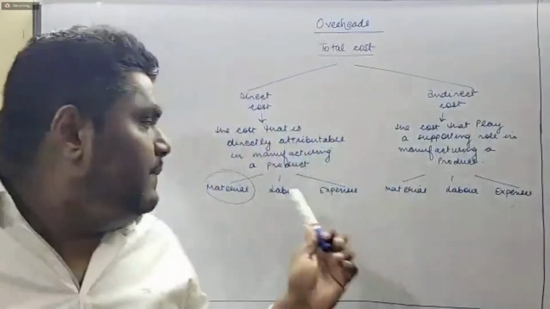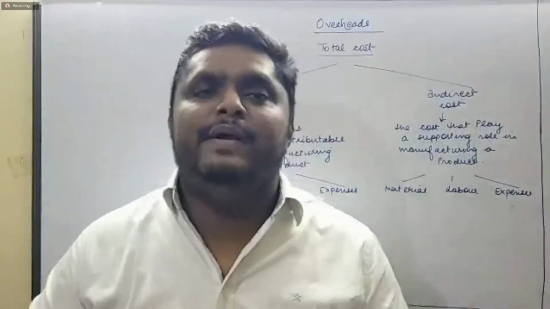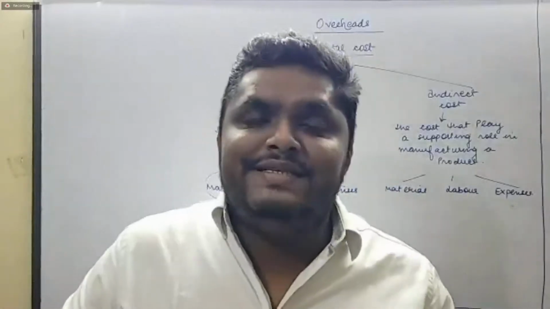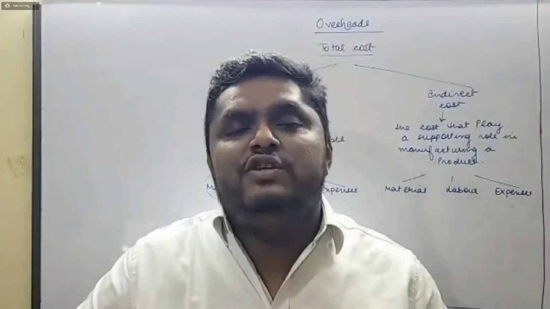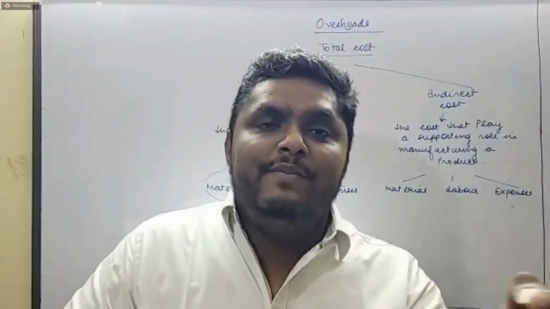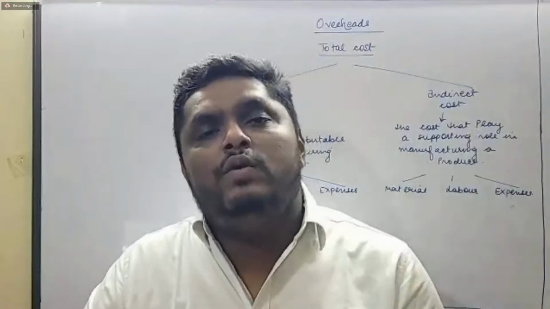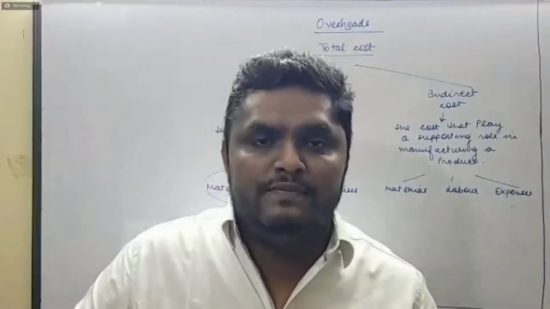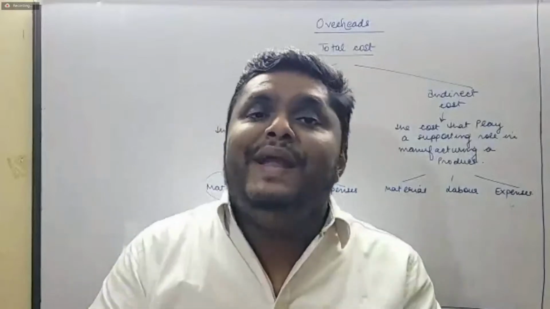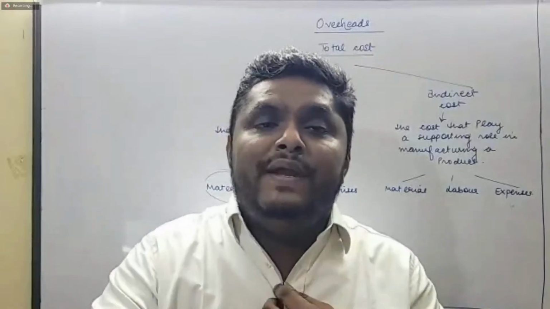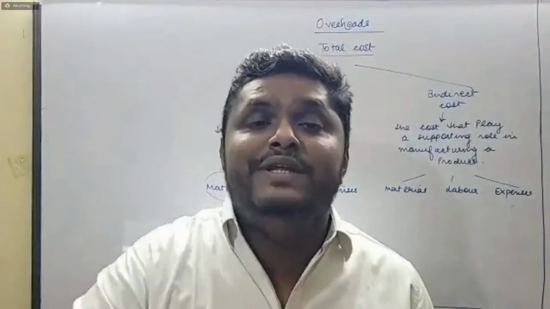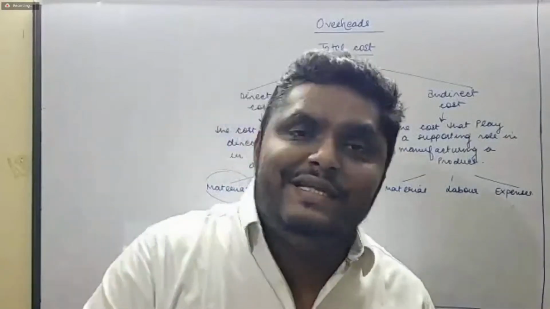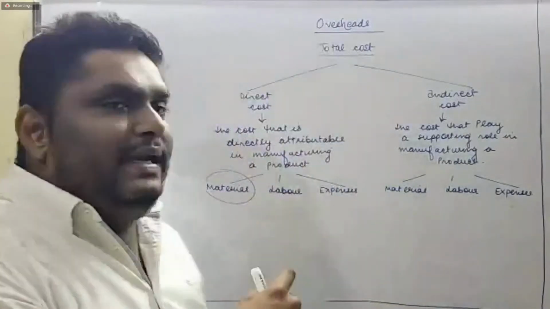Now, when talking about direct labor and indirect labor, let's say I'm in the business of manufacturing shirts, and I have a team of 100 tailors who on a daily basis are stitching the shirts. Whatever amount is paid to these tailors who are stitching the shirts is what we call direct labor.